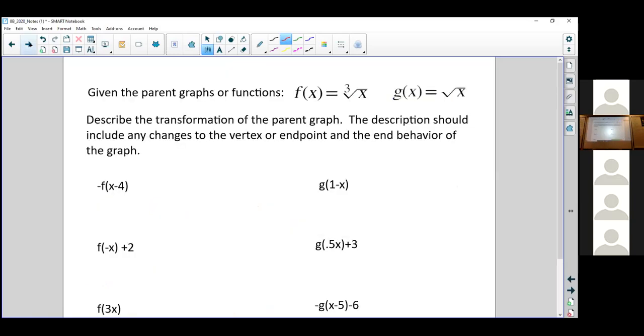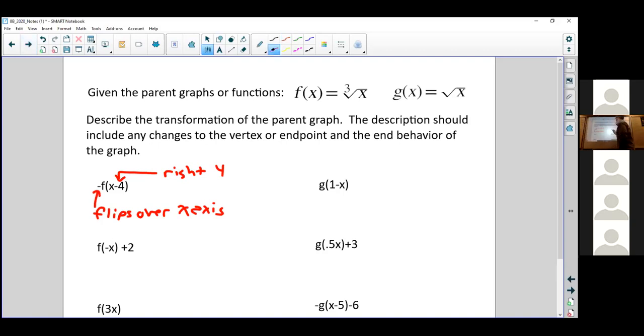All right, so given the parent function, third root, and g is square root, describe the transformation. Okay, so if we're looking at my f, so this flips over the x-axis, and it goes right 4.